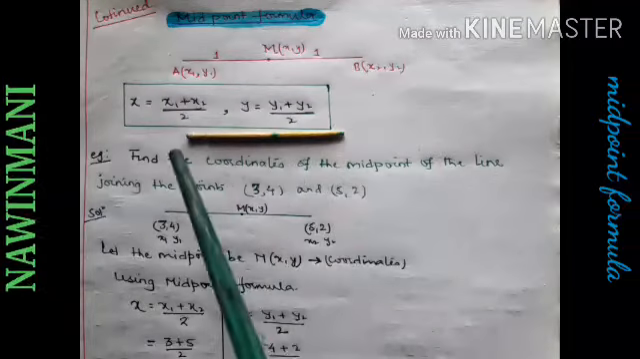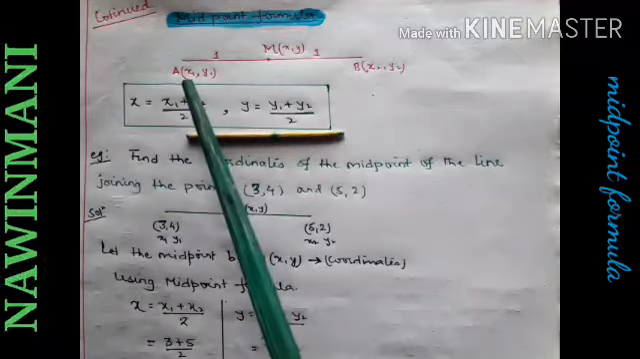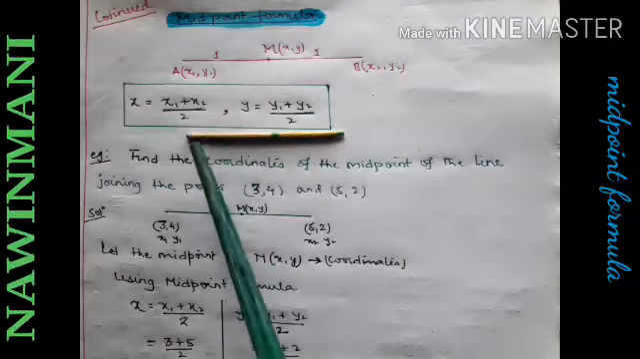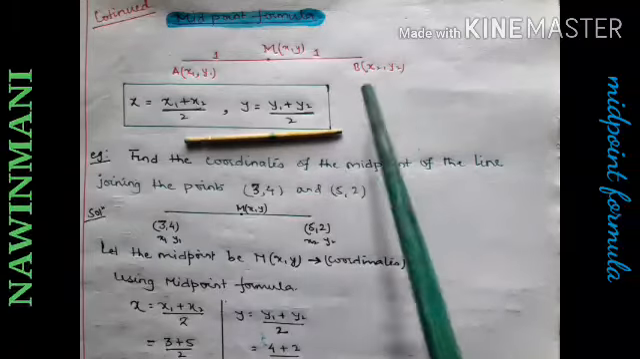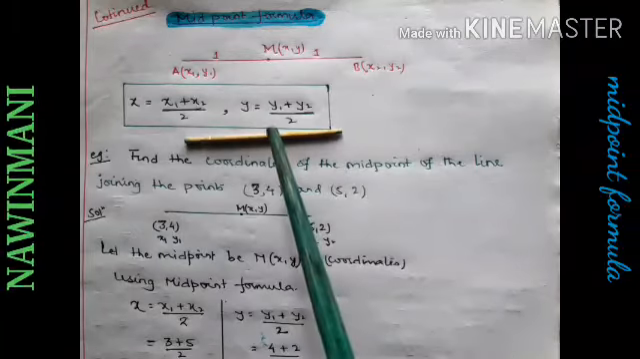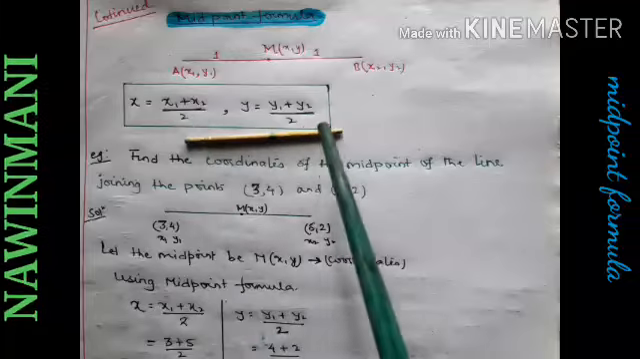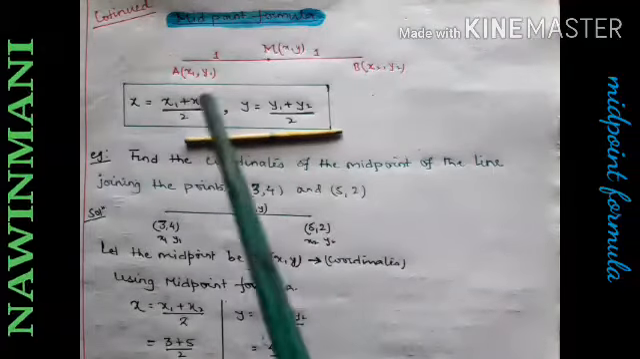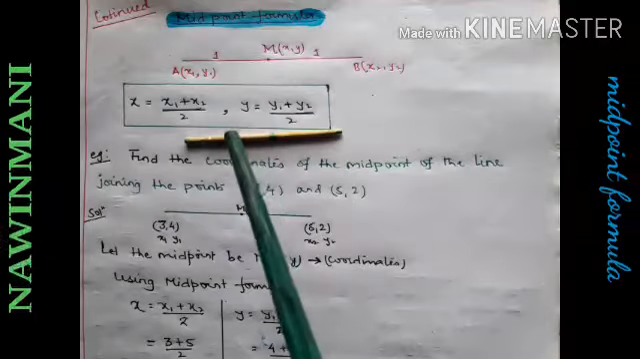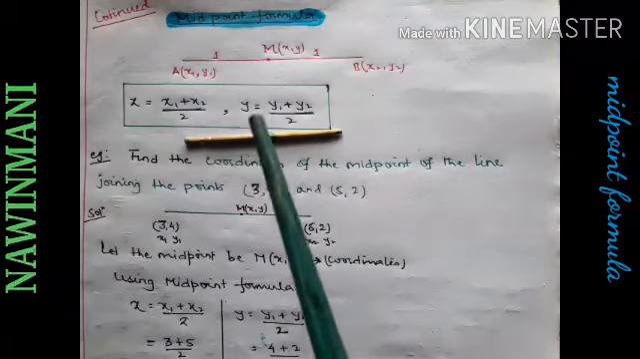See, suppose this is a line joining two points A whose coordinates are x1, y1 and B whose coordinates are x2 and y2. Then the middle point, the center point of this line will be given by this formula, and this formula is called midpoint formula. This is an application of section formula.